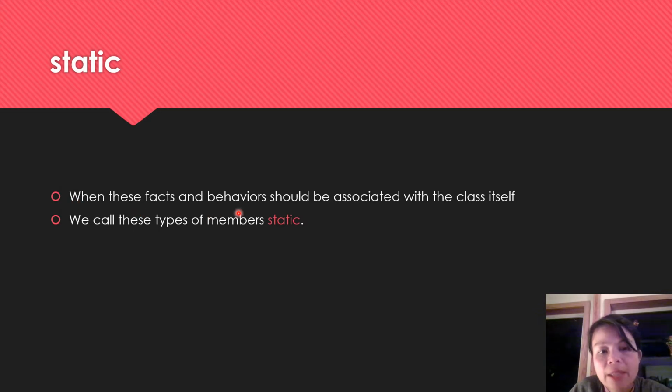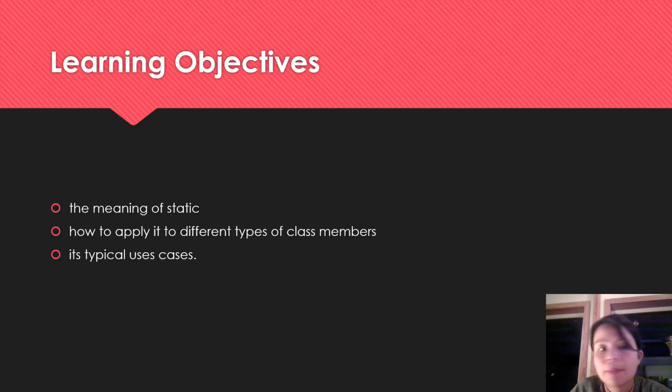So when these facts and behaviors should be associated with the class itself, we call these types of members static. Okay, so the learning objectives for today's lesson are to find out the meaning of static, to learn how to apply it to different types of class members, and look at its typical use cases.